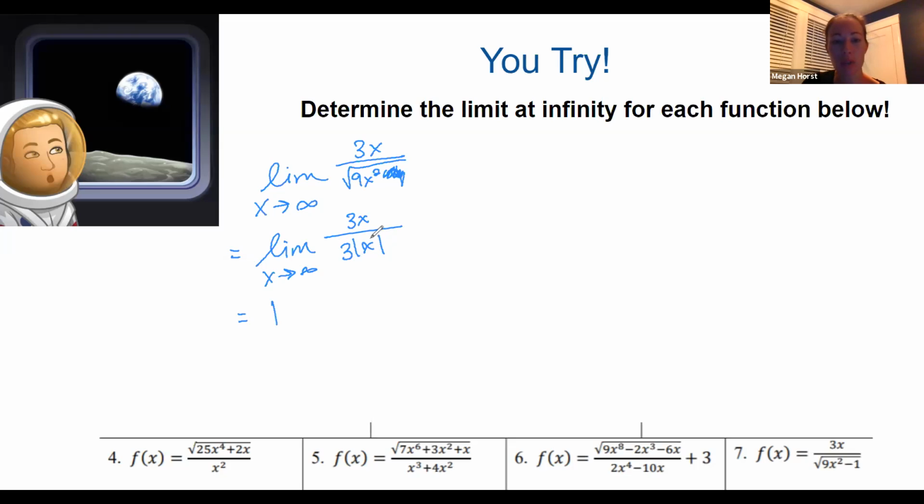Because I have this absolute value, I am going to go ahead and take the limit as x approaches negative infinity, because I can see that if I plug in negative infinity, I'm not going to get the same answer out. So I have 3x over 3 times the absolute value of x. If I put negative infinity in here, I'm going to get a positive value. If I put negative infinity in here, I'm going to get a negative. This is going to yield a negative 1. So this function would have 2 horizontal asymptotes, one at 1 and one at negative 1.